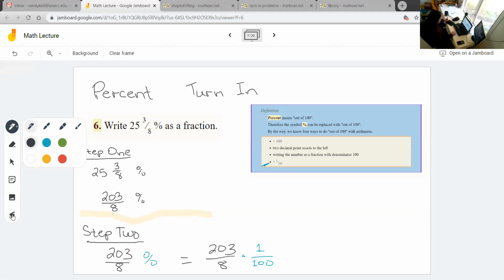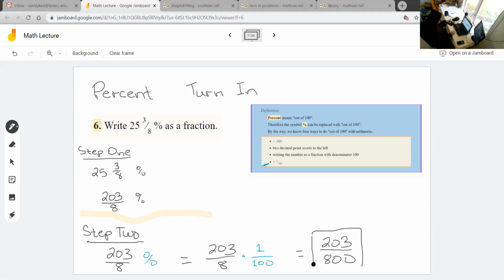Okay, so finally, I've taken a percent symbol, I've replaced it by something else that also means out of 100, and I can actually do my arithmetic. We haven't talked about fraction multiplication yet, we really will in a moment, but multiply across the top and bottom separately. So 203 times 1 is 203. 8 times 100 is, whoops, going to be 800. Can this reduce? No, so we are done.